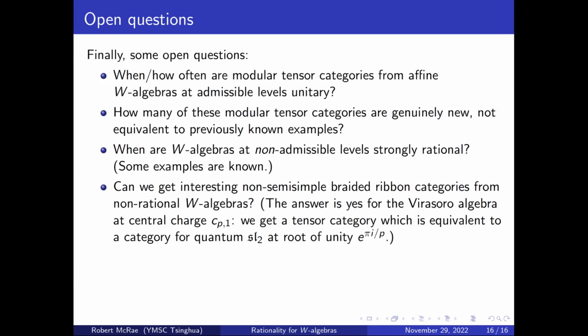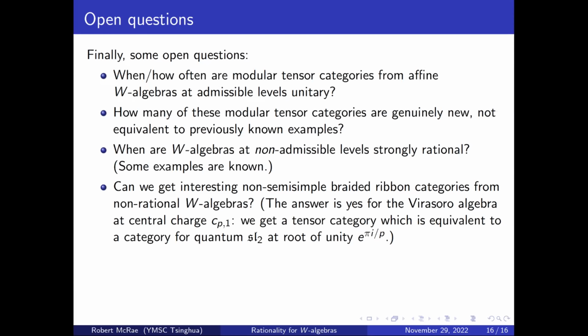We can also go beyond admissible levels. There are actually some examples of W-algebras at non-admissible rational number levels that are strongly rational. And there are a number of others, some known and others conjectured.